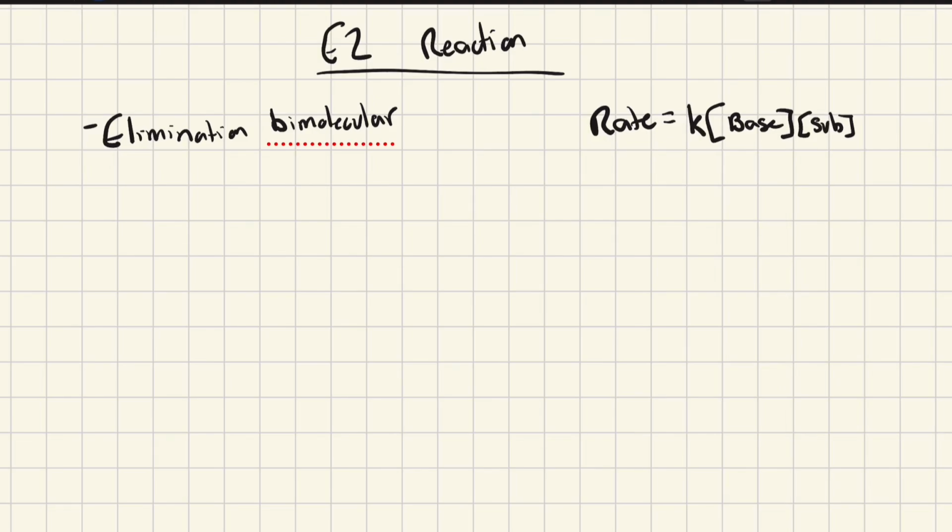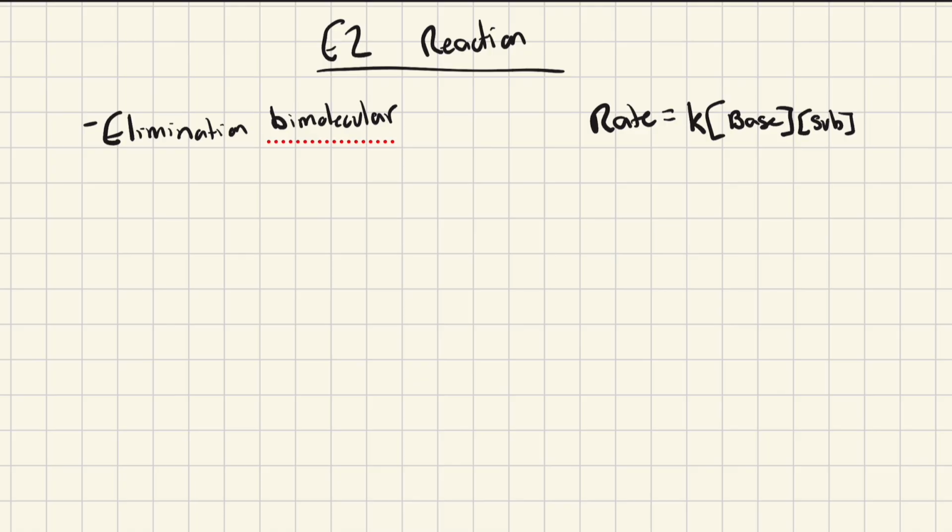In this video, we're going to be breaking down the E2 elimination mechanism. E2 stands for elimination bimolecular. Elimination means that we are going to essentially remove a group from our substrate. Bimolecular means that we need two reactants to get this reaction started.